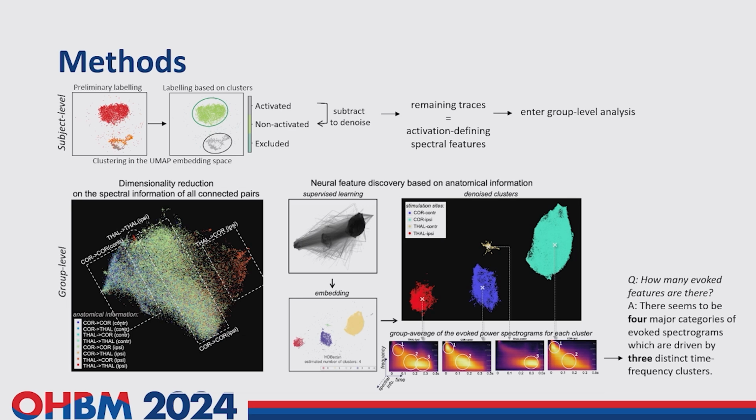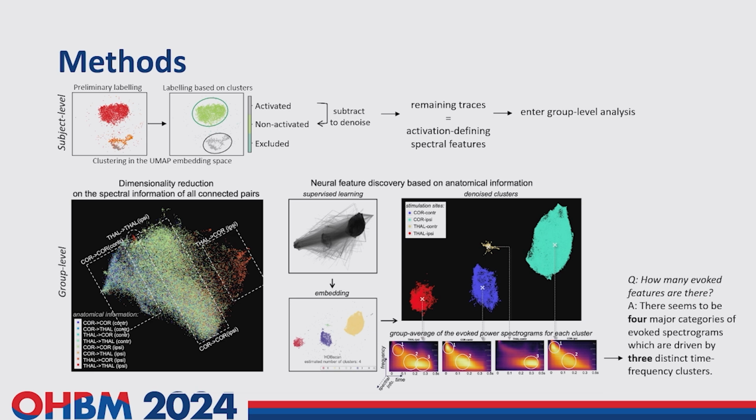And then you can use semi-supervised learning based on human knowledge to characterize all of the data into two clusters. One is the activated cluster, and another one is the non-activated cluster. And then you do a subtraction to get a clean cluster of the activation-defining features, and those datasets will enter into group level analysis.